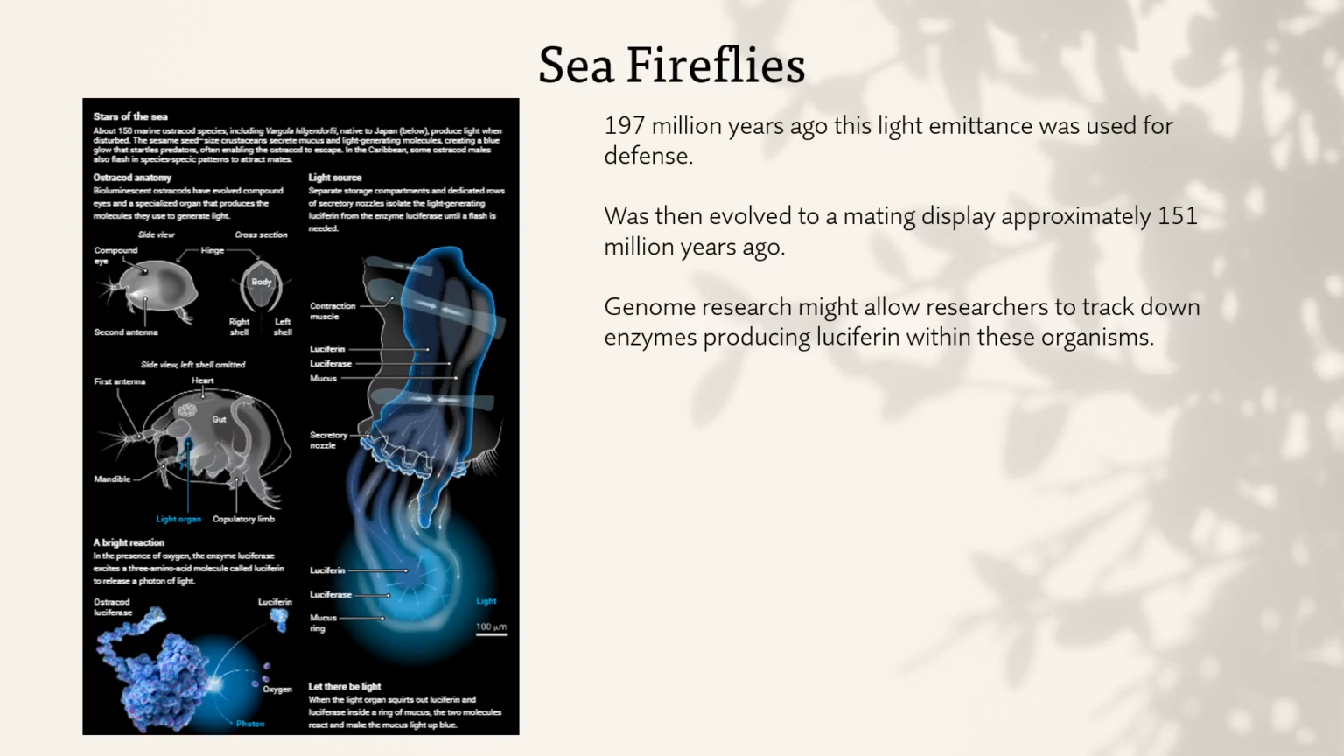So some other cool fun facts. 197 million years ago, this light emittance was used for defense for sea fireflies. So think of all the adaptations, all the reasons for bioluminescence in organisms, but we've covered two so far: one for communication with mates, and one for defense. As you can see, a few years down the road, approximately 151 million years ago, this evolved to mating. So it's still used today for both.